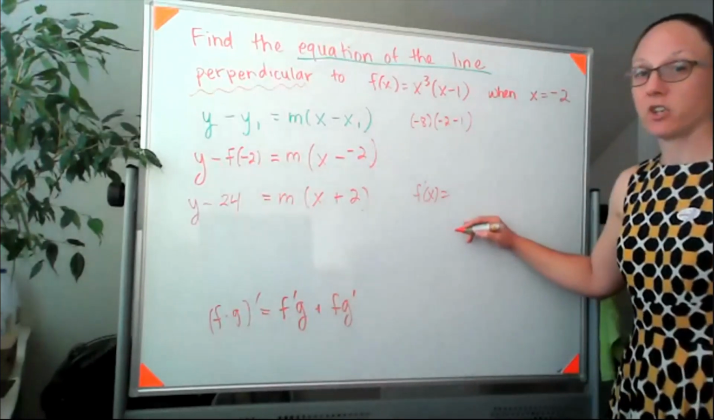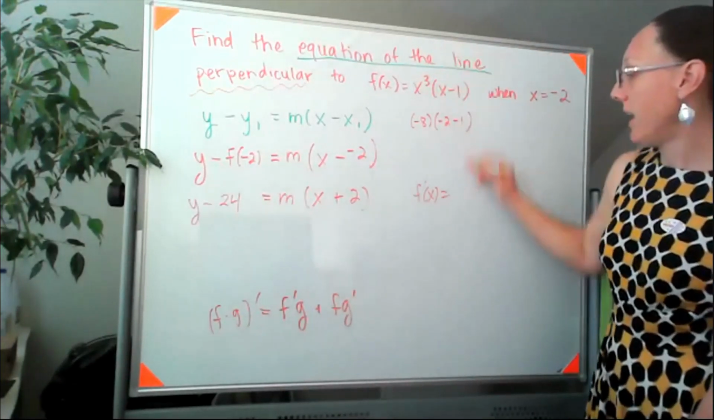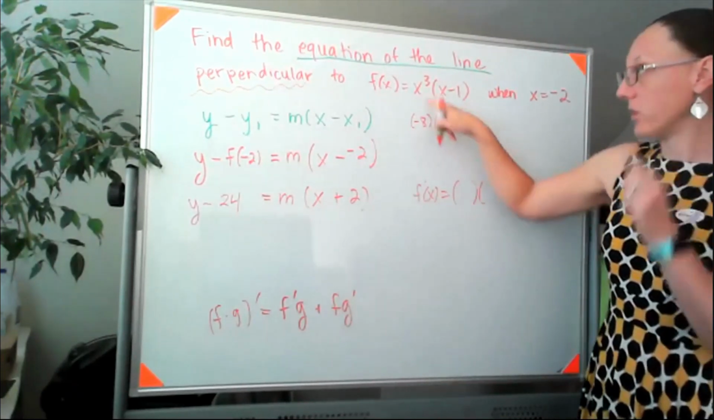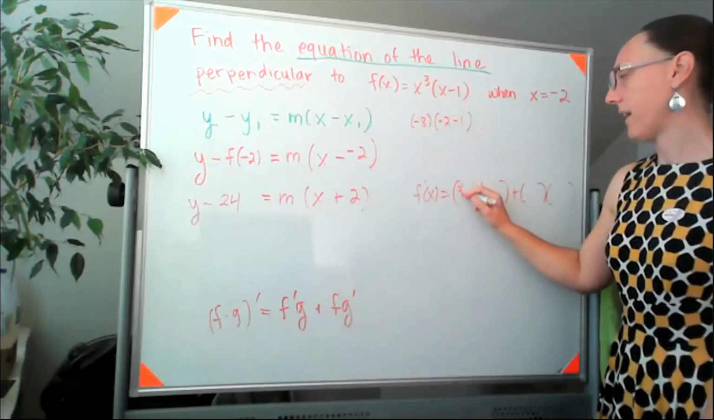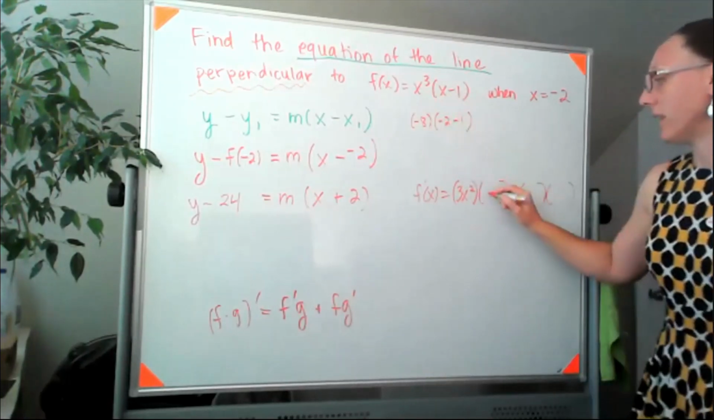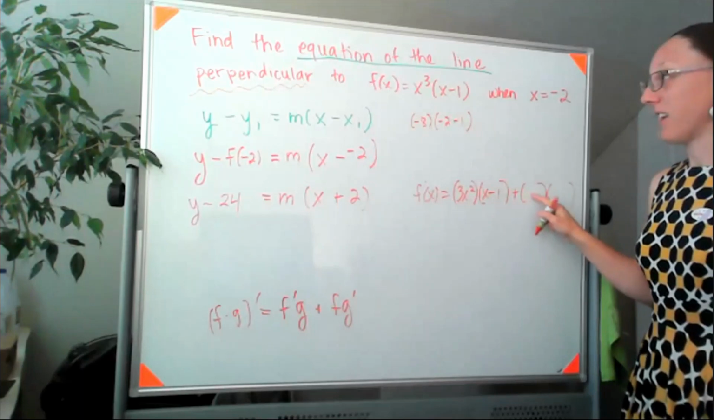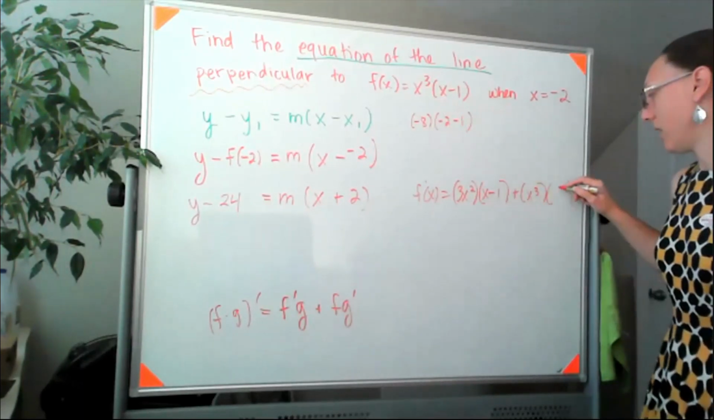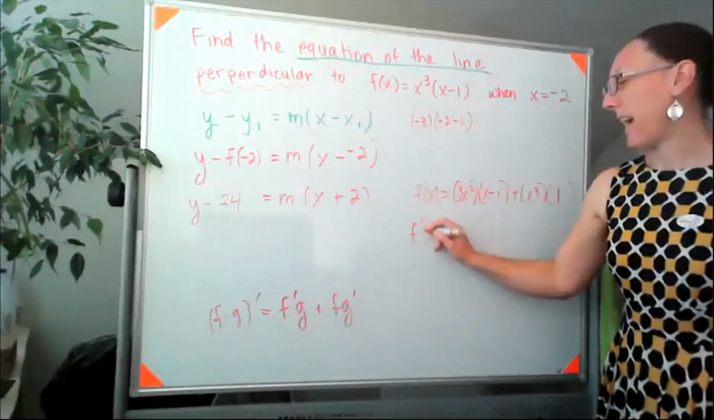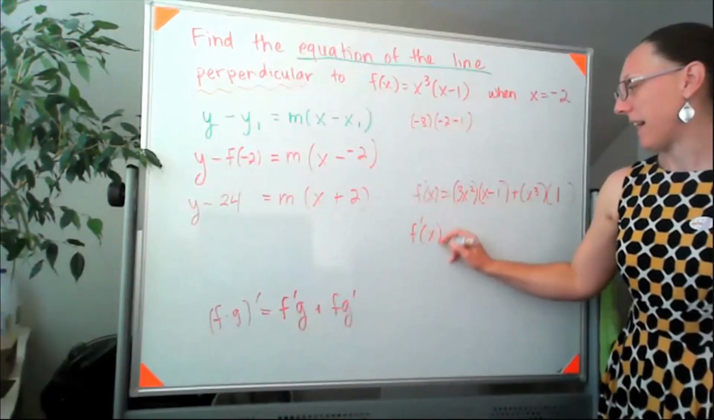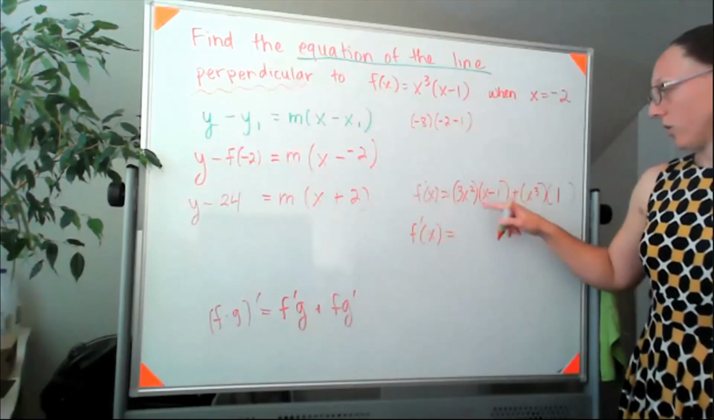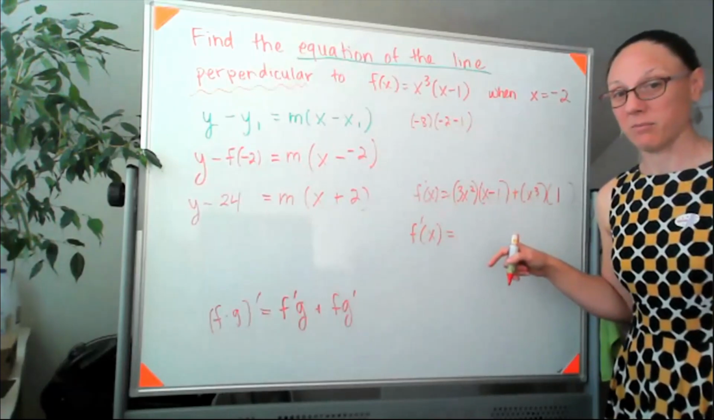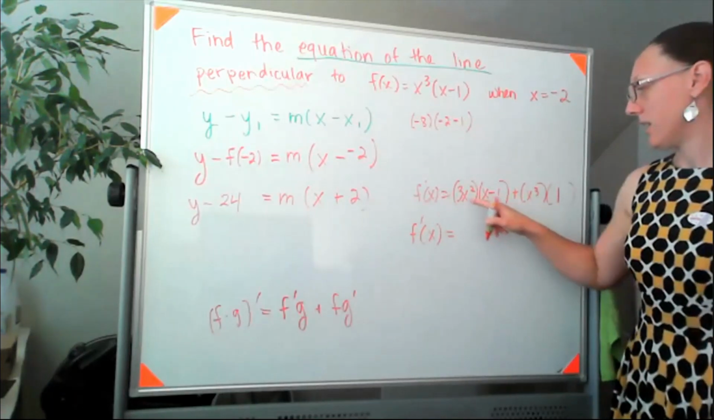So when I come over here to do my product rule, I'm looking at my four pieces. So the derivative of x cubed, I get 3x squared, and then we'll leave the x minus 1 alone. Then I'll leave the x cubed alone, and then take the derivative of x minus 1 and get 1. So my f prime of x would look like, and I'm going to go ahead and distribute this out because I'm about to have to plug in some numbers.